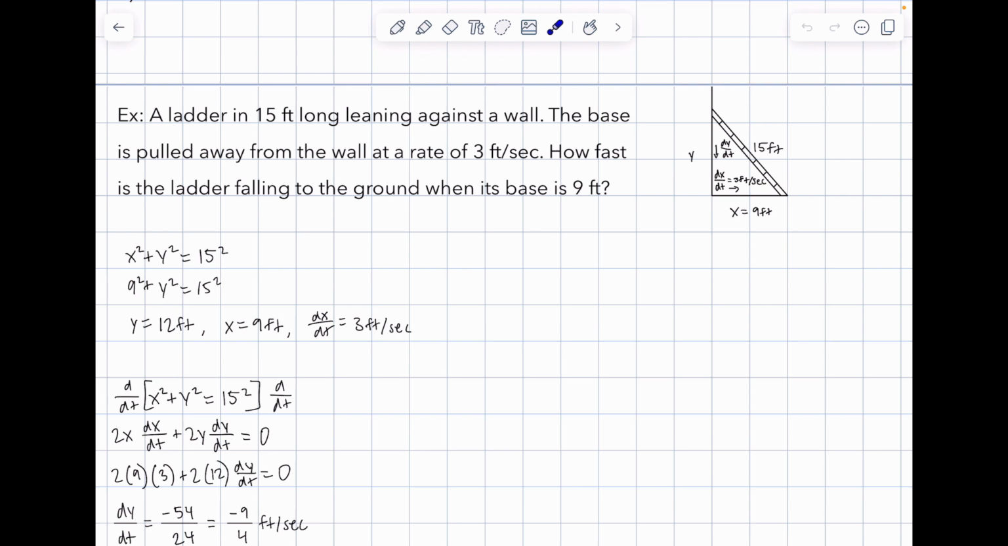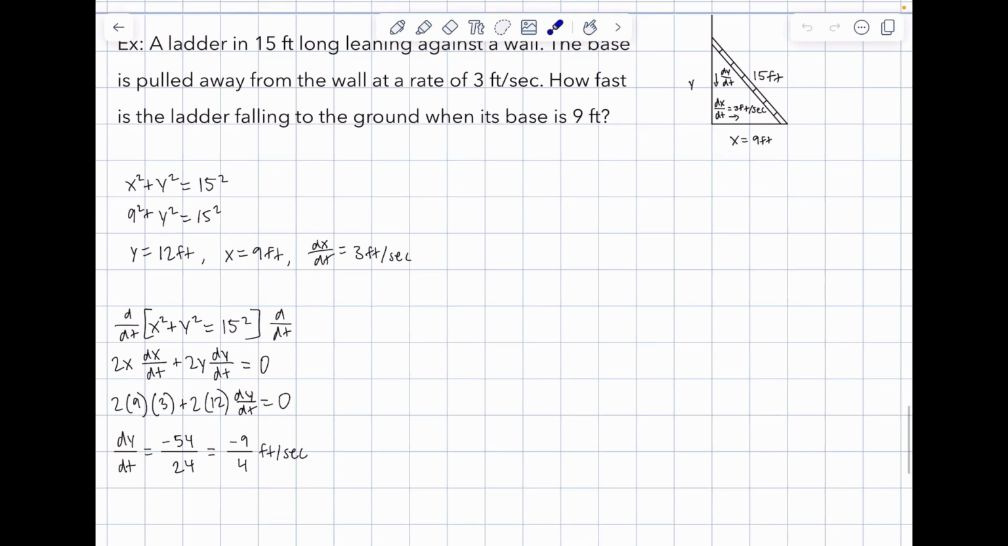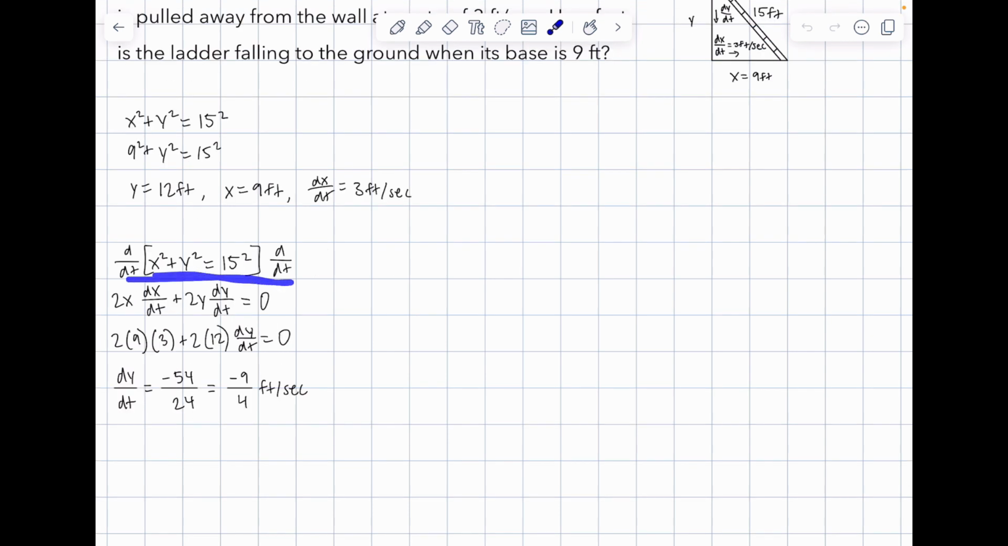And we also know the rate at which the base is moving away from the wall is 3 feet per second. And so since that's a rate, we're going to denote it as dx over dt. And it's dx because it's the base that's moving. If the height was changing, then this would be like dy over dt. And so now, basically, we're going to take the derivative of this Pythagorean theorem function here, which we see right here.